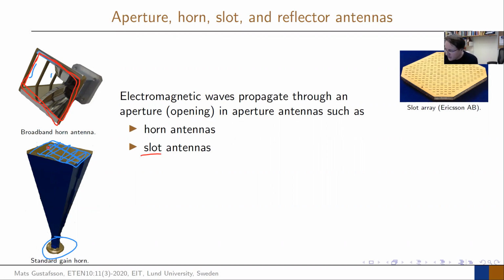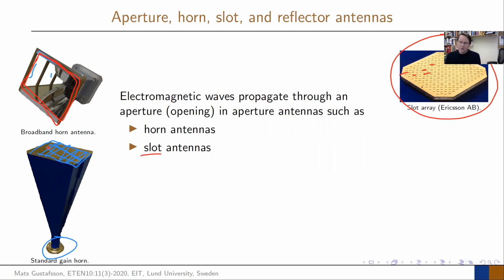Another type of aperture antennas are slot antennas. Here you can see a slot array, and all the slots are the small holes that sit here. It's an array because you can see that there are many slots, and then the radiation has to pass these small apertures in some ways and radiate through the apertures.